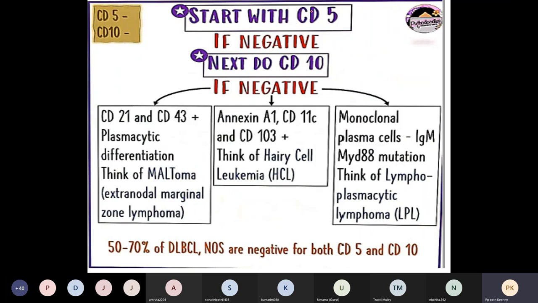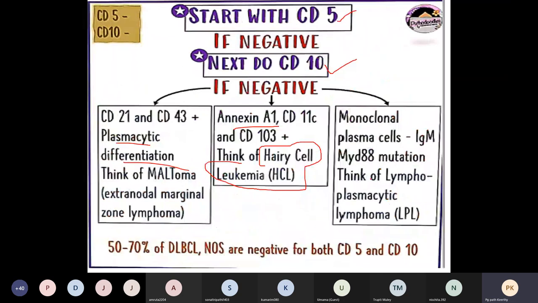Next, both are negative. CD5 is also negative, CD10 is also negative. Then we should look for plasmacytic differentiation, or annexin, which is more specific for hairy cell leukemia. Okay, all those things we should look for. This was a little easy approach, I think you can go through it.